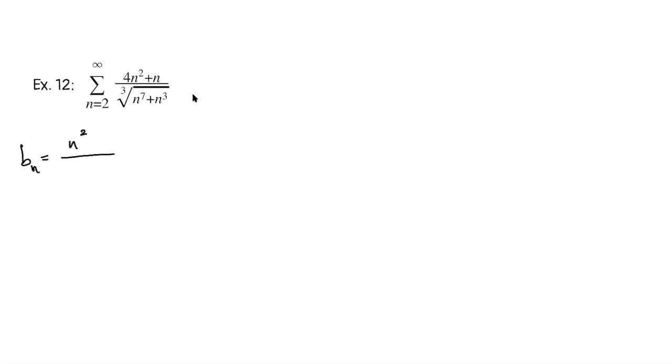Now, in the denominator, though, the highest power is not 7. What is the highest power? 7 times 1/3. Yes, 7 times 1/3. Can you explain to us where you got that from? Because the cube root would be to the 1/3.